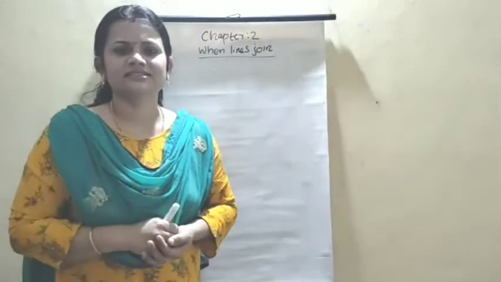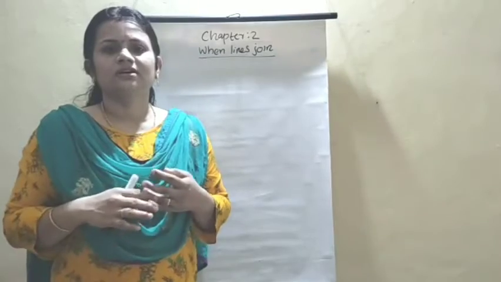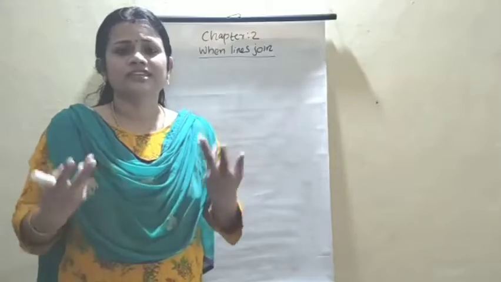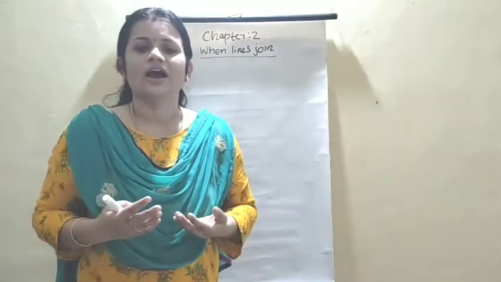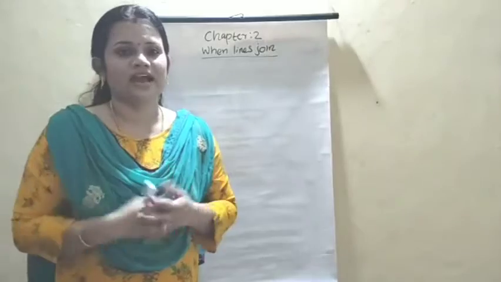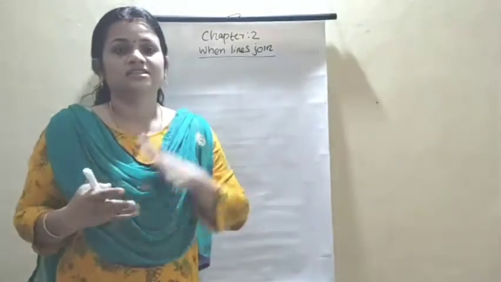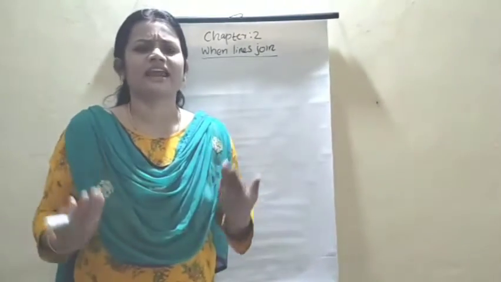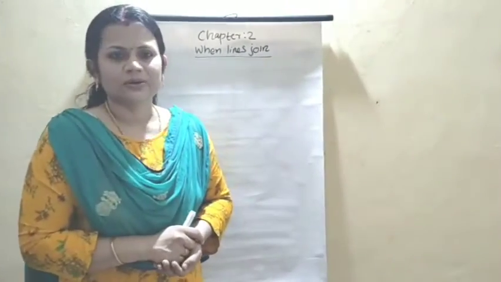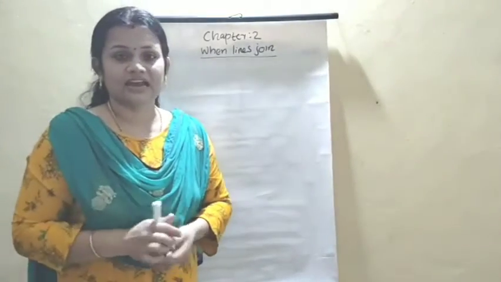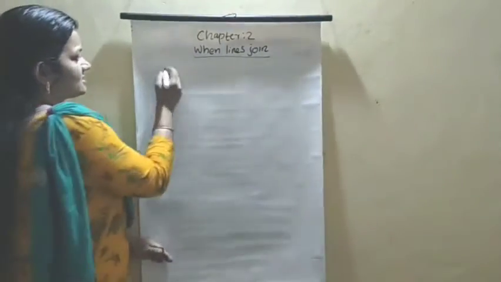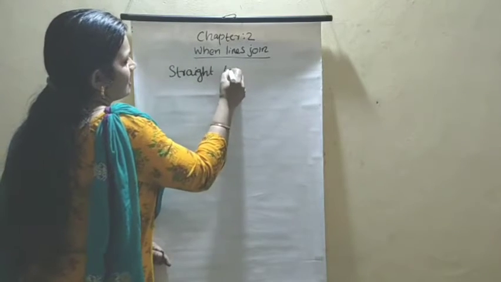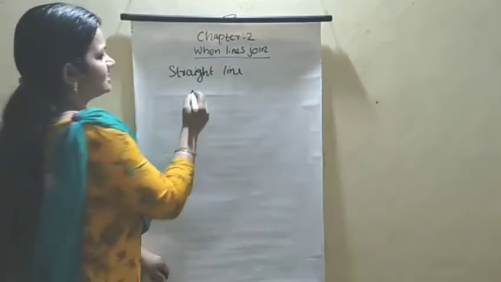Do you know what lines are? You look around. Can you see anything? Lines. Okay, you are seeing so many lines. Some lines are straight lines, some lines are slanted lines. What is a straight line and a slanted line? Do you know what a straight line and slanted line are? Straight line. What is this? These are the straight lines.